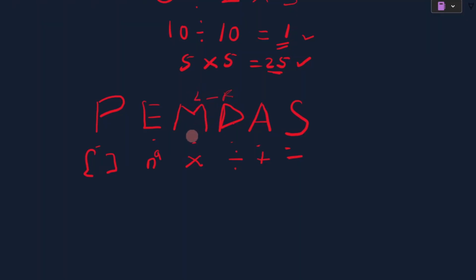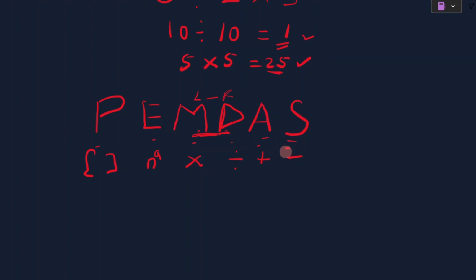And what does it mean? It means that multiplication and division are on the same priority, or you can say they are on the same level, or the same hierarchy. So whenever you see them in a mathematical expression, you solve from left to right, depending on the one that comes first. If multiplication comes first before division, you solve multiplication before division. If division comes first before multiplication, you solve division before multiplication. The same thing is applicable to addition and subtraction.